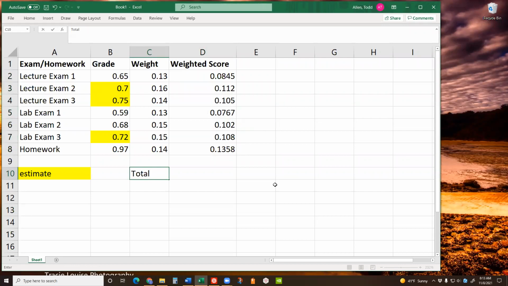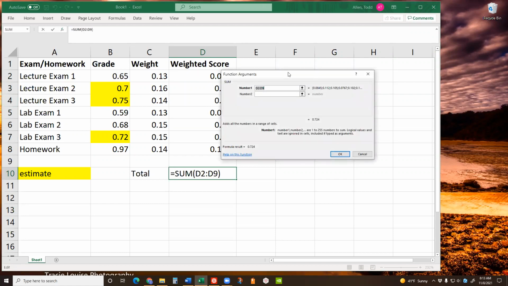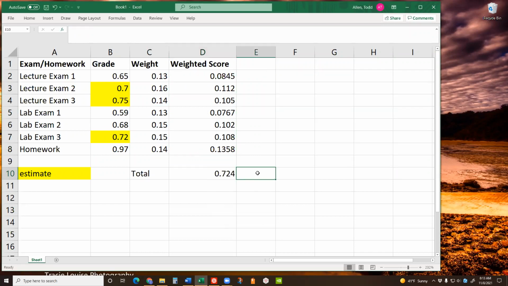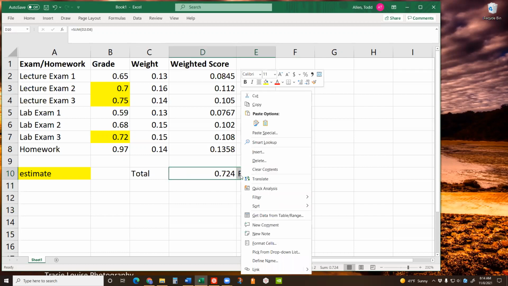Now, to calculate your total grade at this time, what I'm going to do is hit equal here, and I'm going to add all the weighted scores up. So that would be sum. I'm going to sum them all up and hit return. And there you can see that, if these were my actual grades, my final course grade would be a 72.4%. Okay, so this is my final course grade.